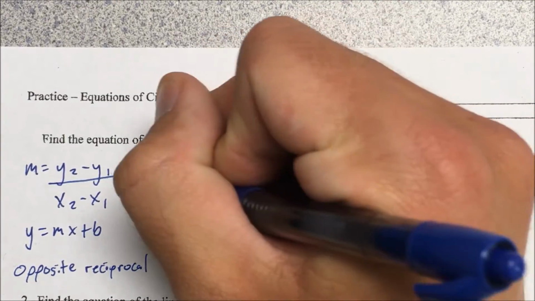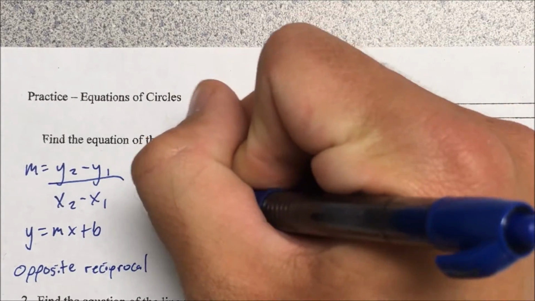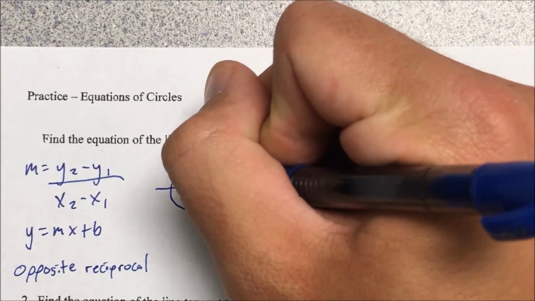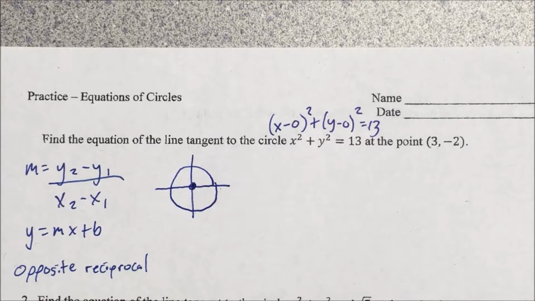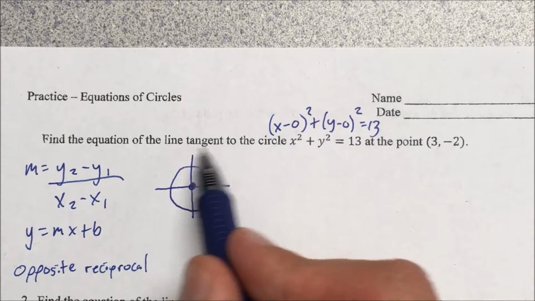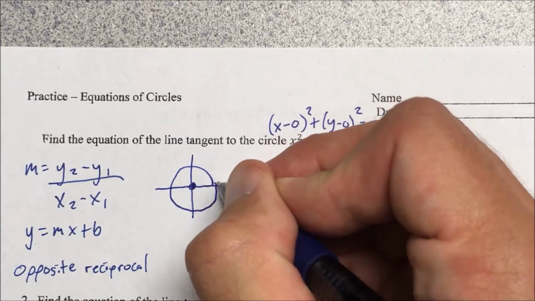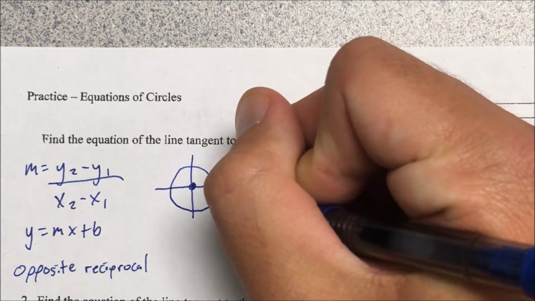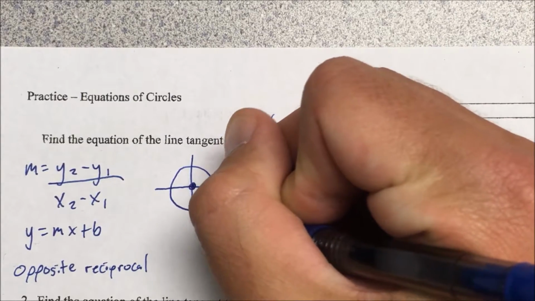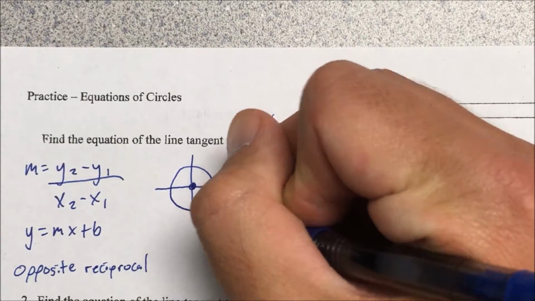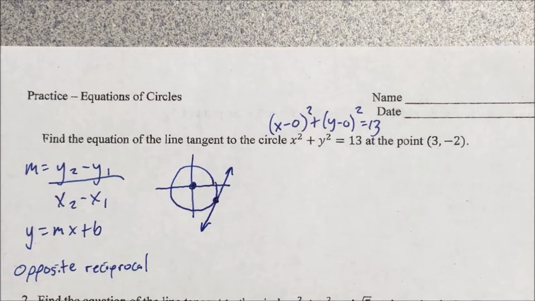So my circle is centered at (0, 0), so it's going to look something like this. Centered at (0, 0). And we're going to have a tangent line, and it goes through the point (3, -2). So 3 would be to the right, -2 would be down 2, so it's going to be something like that. So my line is going to look something like that.